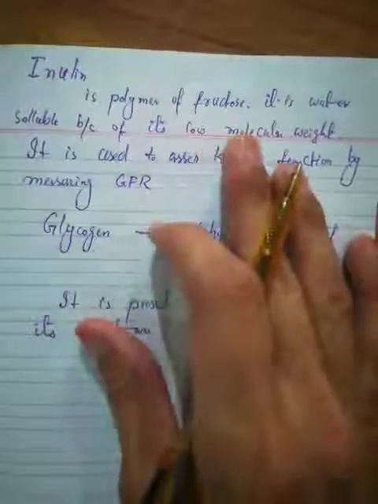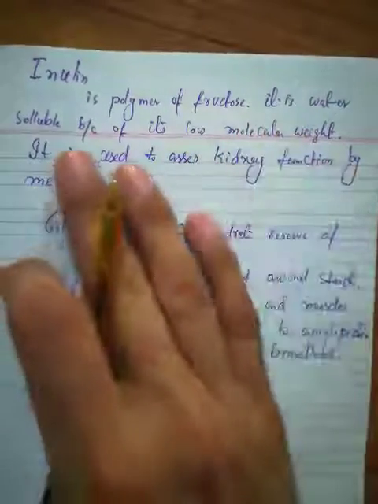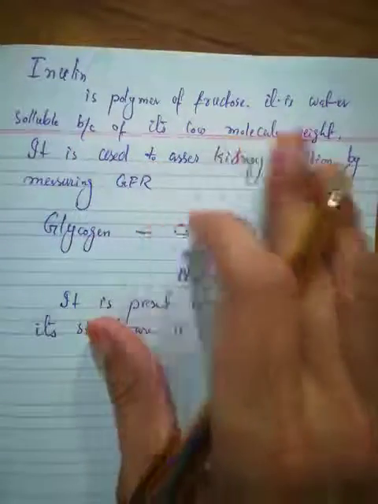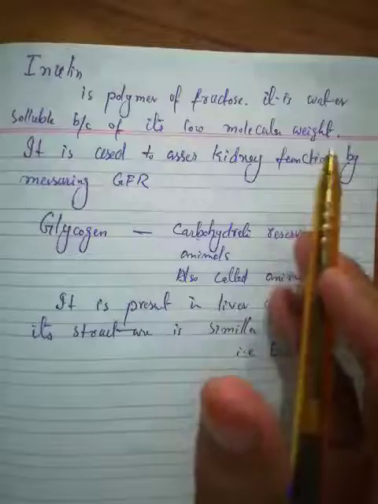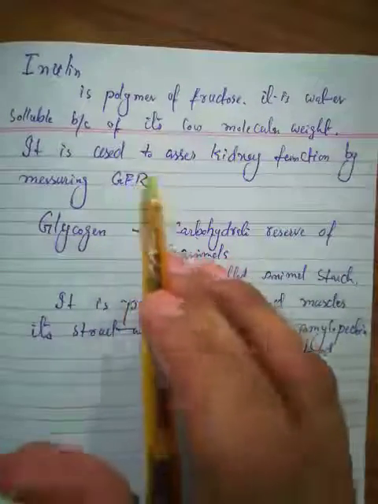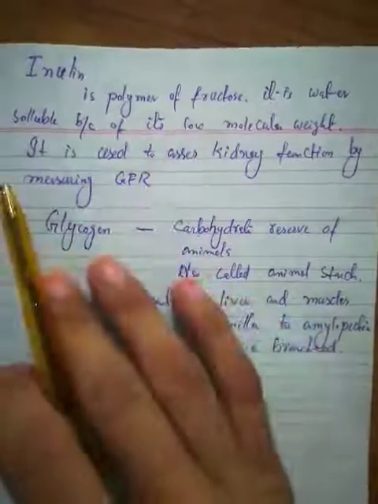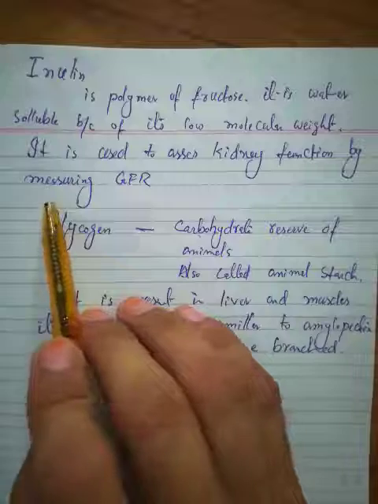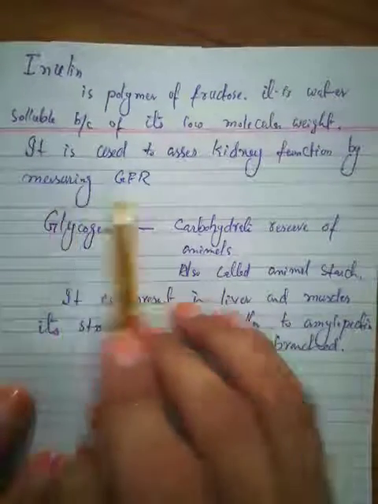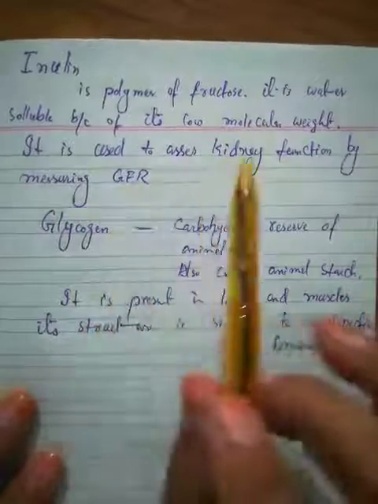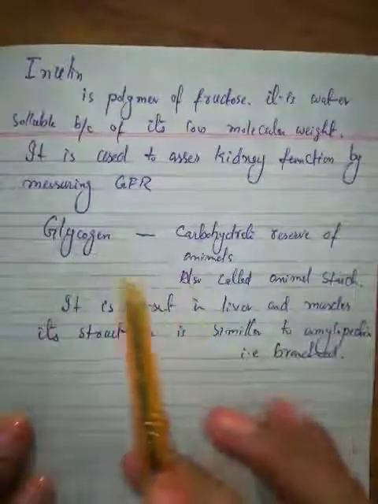Inulin is a polymer of fructose. It is water soluble because of its low molecular weight. It is used to assess kidney function by measuring GFR. Inulin is not utilized by our body, and it is used to measure the GFR. And measuring the GFR is an assessment of kidney function.